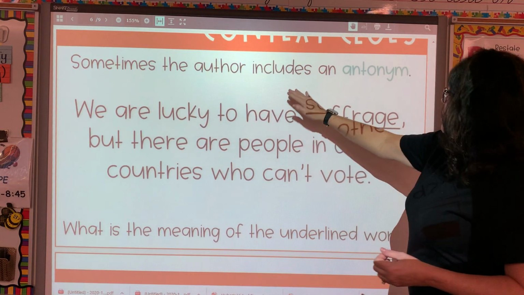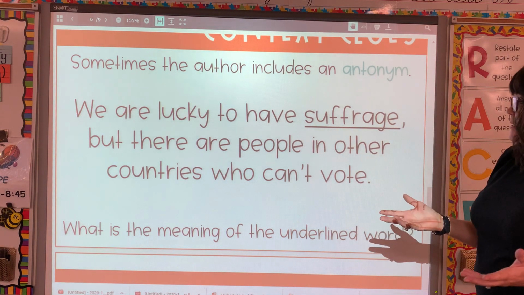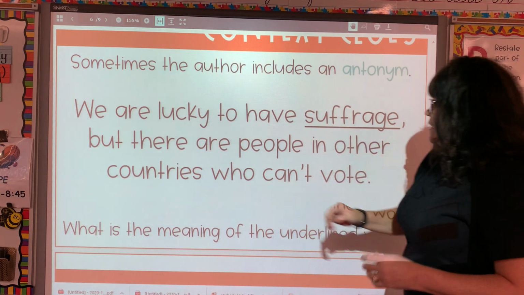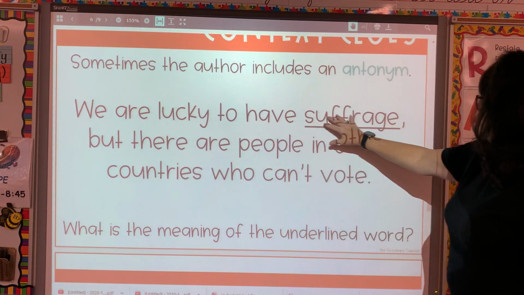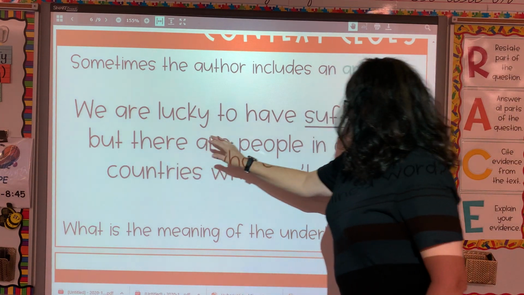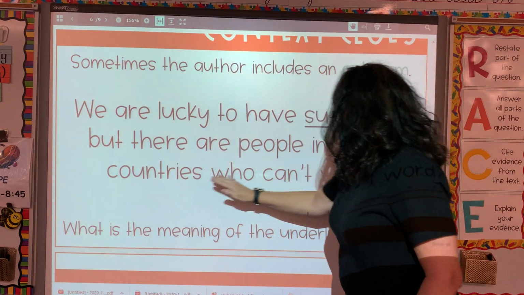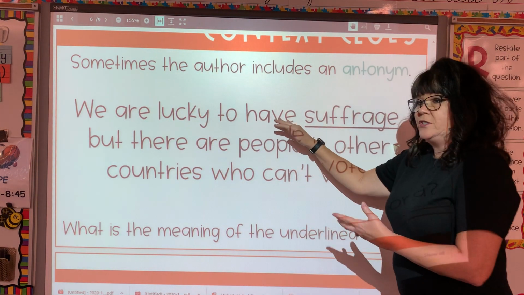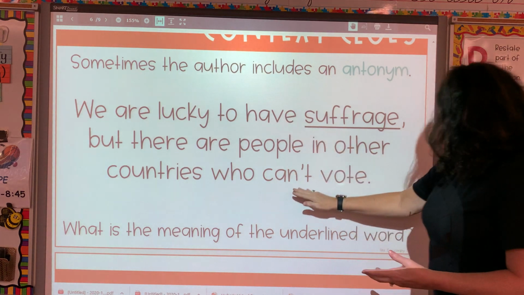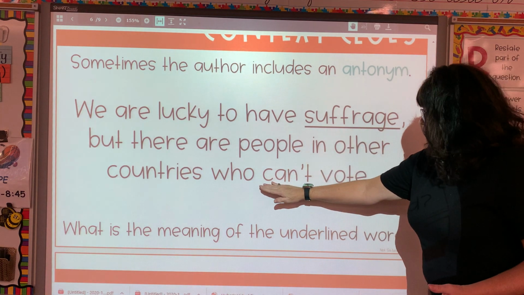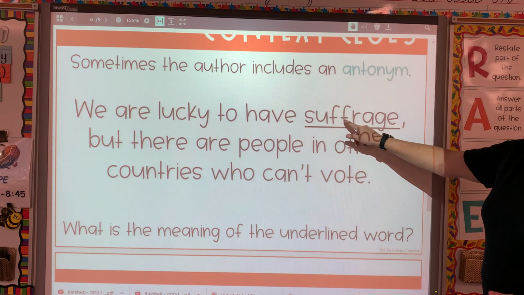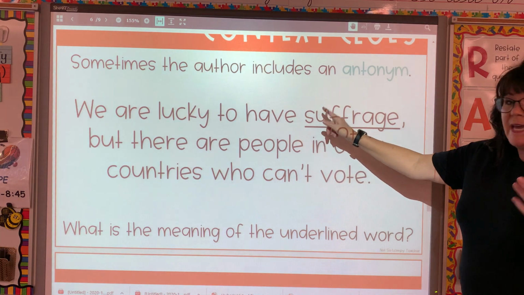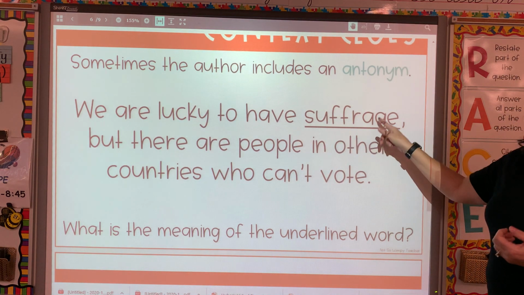All right, sometimes the author includes an antonym. That means an opposite. So if you look at this, look for something that's maybe an opposite. We are lucky to have blank, but there are people in other countries who can't vote. All right, so if we're lucky we get to do something, we get to vote. So the opposite was can't vote. So that's what this word means. It means we're lucky in the United States. We can vote. It's suffrage.